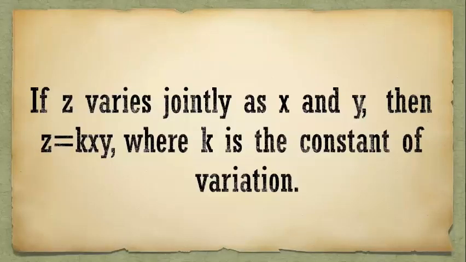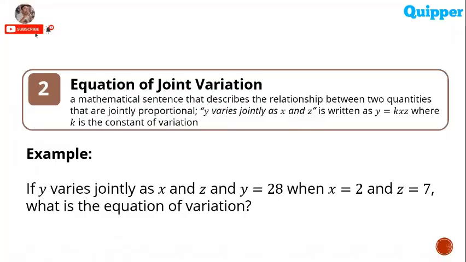If z varies jointly as x and y, then z is equal to kxy, where k is the constant of variation. This is what we call the equation of joint variation. It is a mathematical sentence that describes the relationship between quantities that are jointly proportional. Y varies jointly as x and z. It's written as y is equal to kxz, where k is the constant of variation. Take note of the order. We have y varies jointly as x and z, so that is y is equal to kxz.